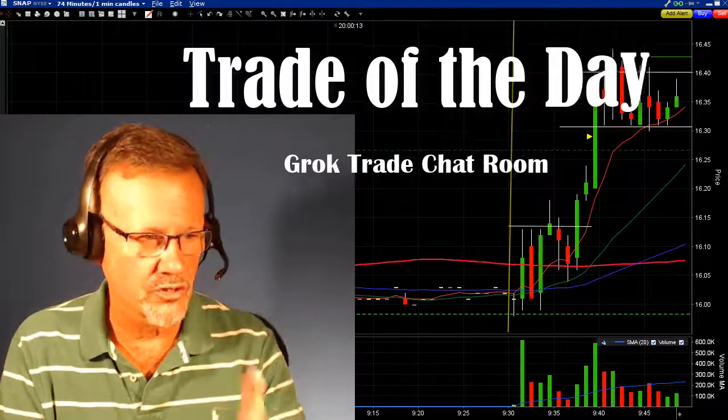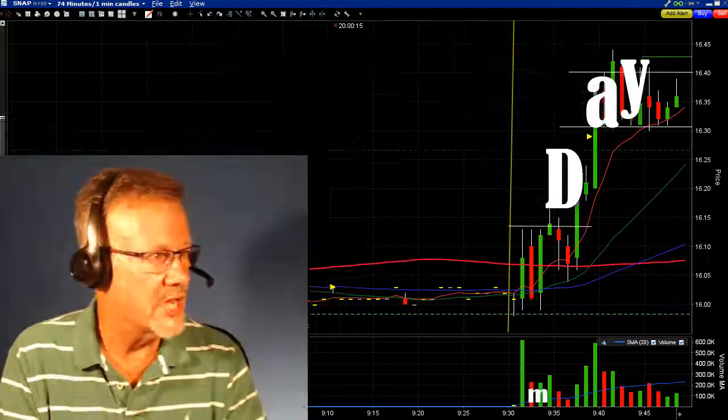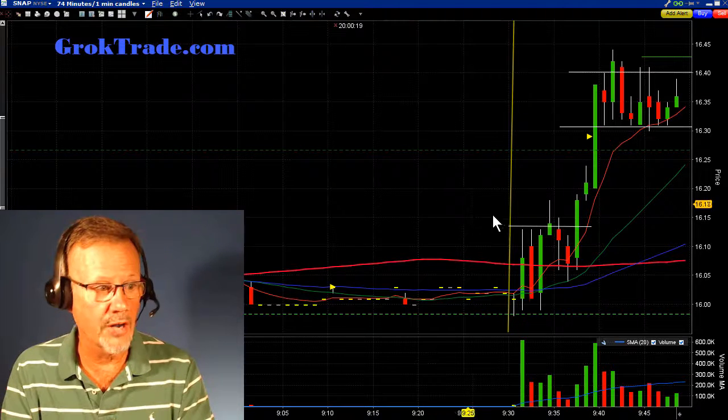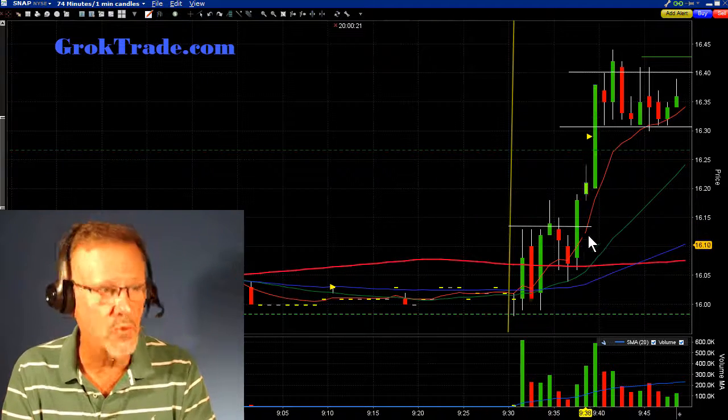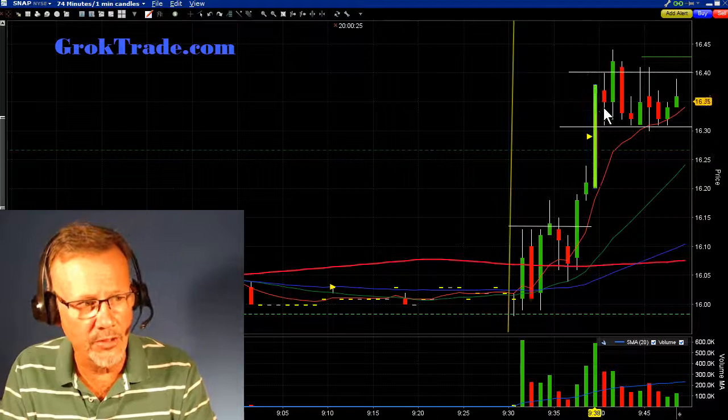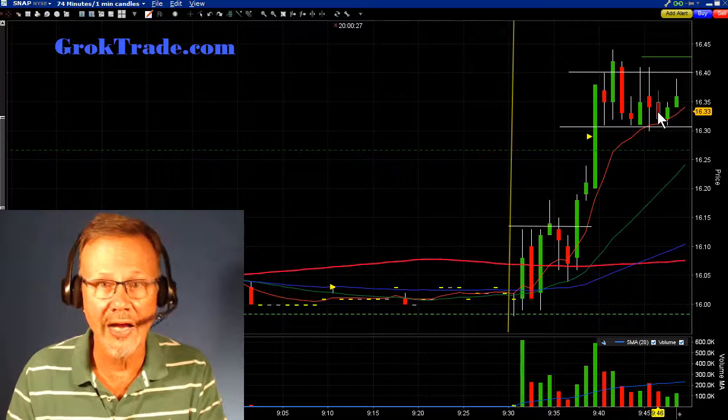This is on a 1 minute chart here on SNAP, Snap. Here it was in the morning. It was high basing just after opening, and boom, one of our members called it out. It wasn't on our original watch list, and then it started to base up here. This is called a high base.